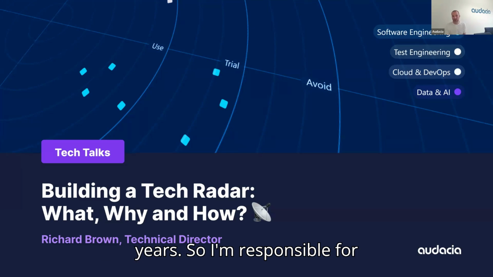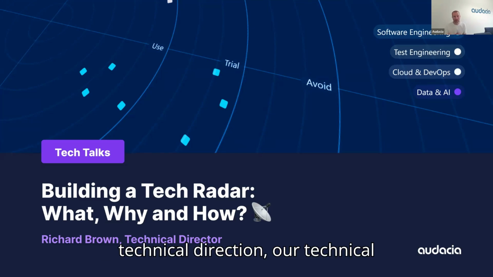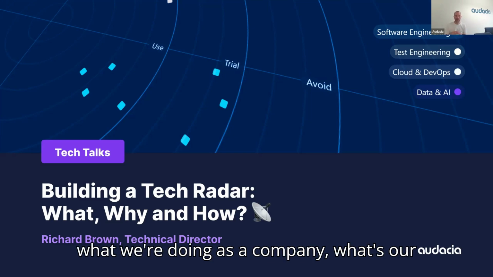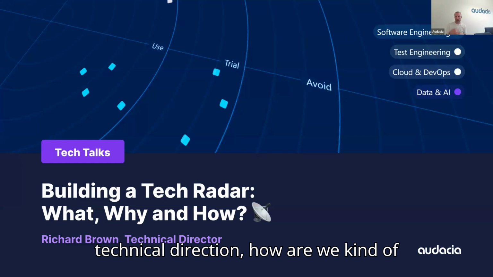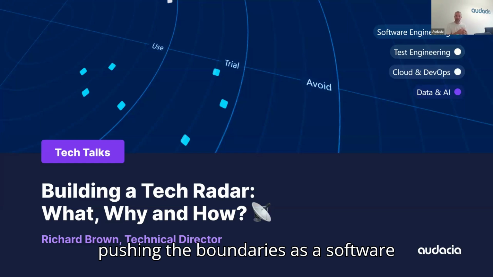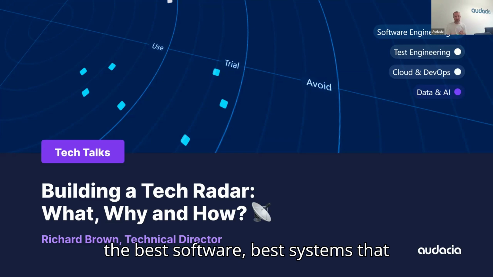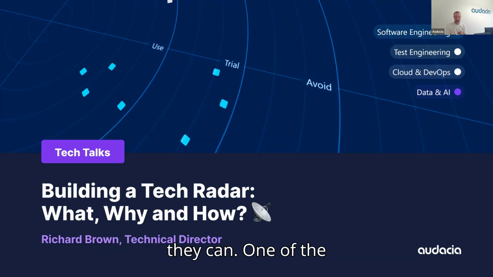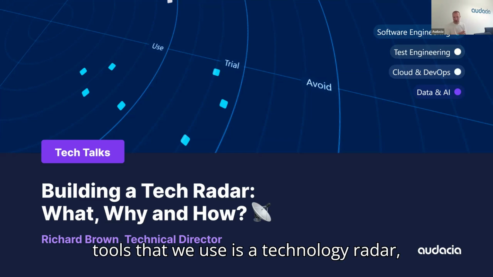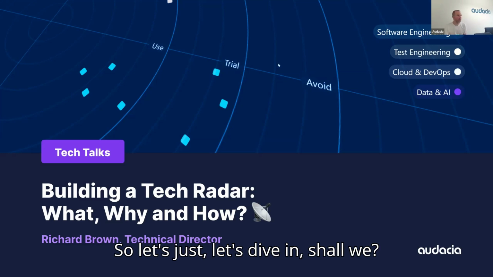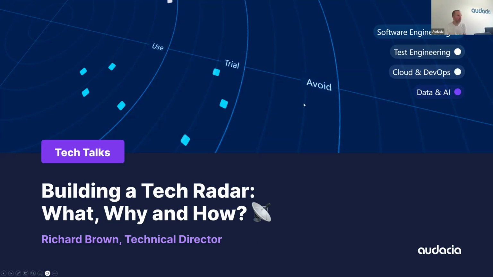I'm responsible for Audacia's technical direction, our technical standards, technical strategies, what we're doing as a company, what our technical direction is, how we're pushing the boundaries as a software consultancy to help our clients deliver the best software and best systems that they can. One of the tools that we use is a technology radar, so that's what we're talking about today. So let's dive in, shall we?